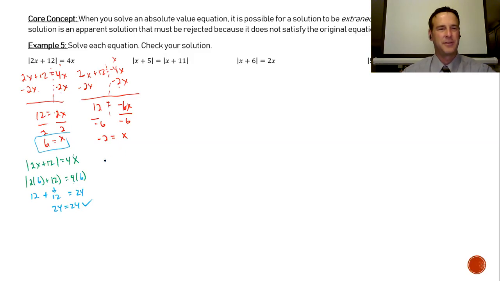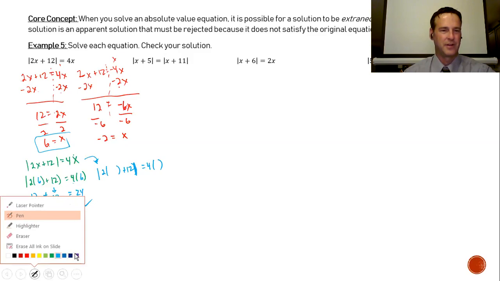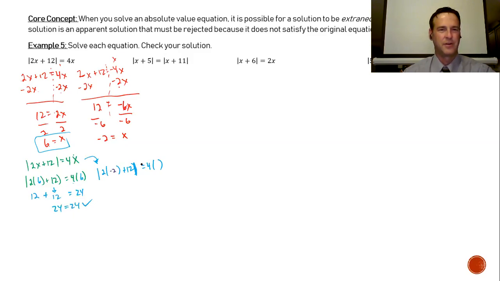Now, if I plug in -2, does that also work? I'm going to do the same thing. I'm going to replace my x, sorry, it's an absolute value bar, with a -2. So this will give me -4 plus 12 equals -8. And -4 plus 12 is 8.